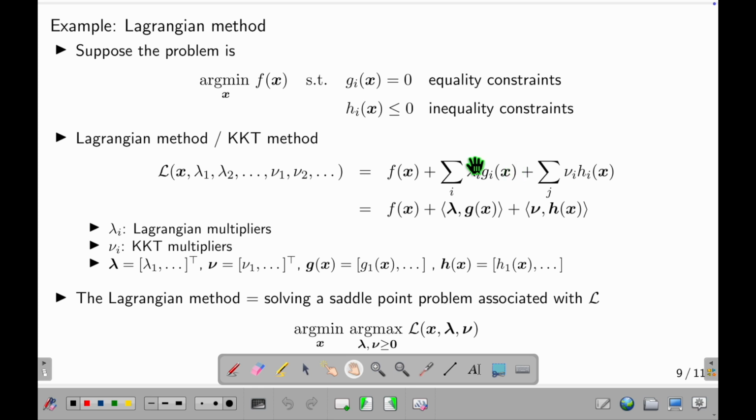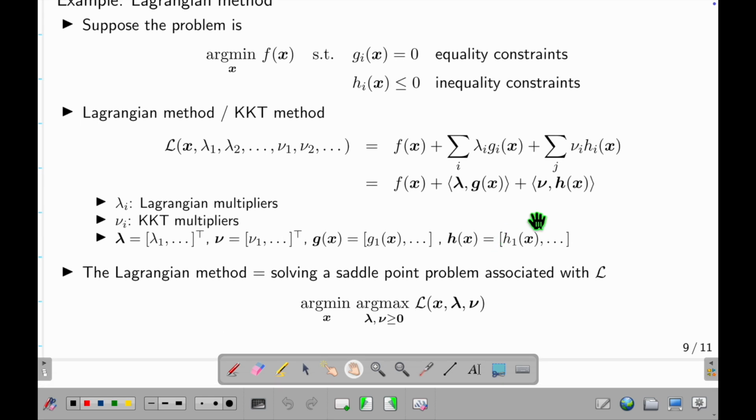But this has a special name. We don't call it big F. We call it the Lagrangian. So basically like this. This is a bunch of g, so I have a bunch of lambda, and this is an inner product. This is a bunch of h, so I call it the inner product of nu and h. So lambda and nu are Lagrangian multipliers. Okay. And now I want to minimize this.